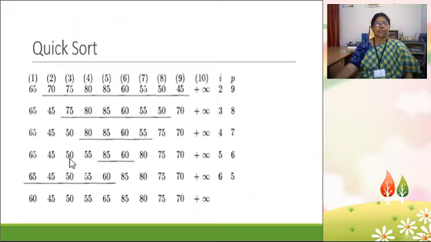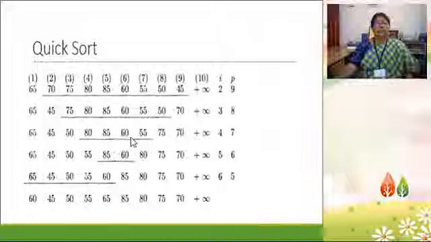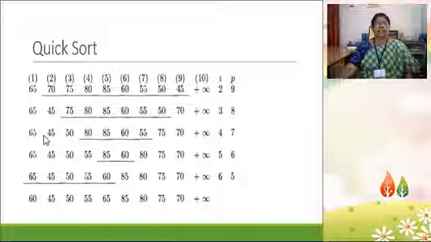Again increment the left pointer. So 55, 85. So only 85 is greater than 65. At that position we stop incrementing the left pointer. Likewise, we decrement the right pointer from 7 to 6. Now 60 is less than 65, so we stop. So in this case exchange 60 and 85.